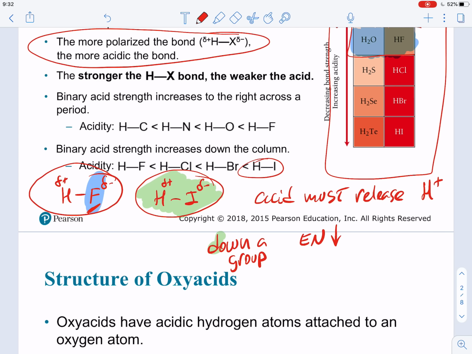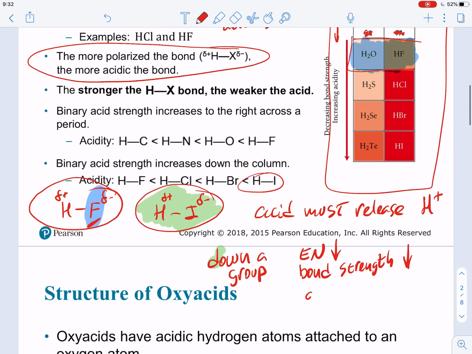Okay, you can say bond strength decreases as well. Okay, because that attraction between the H plus and the corresponding anion is not as strong, but because of that, the acidity goes up.